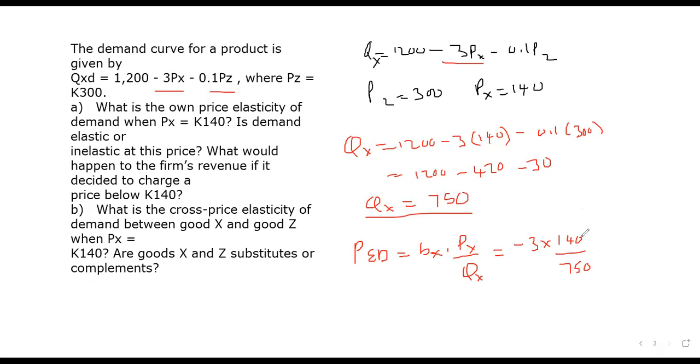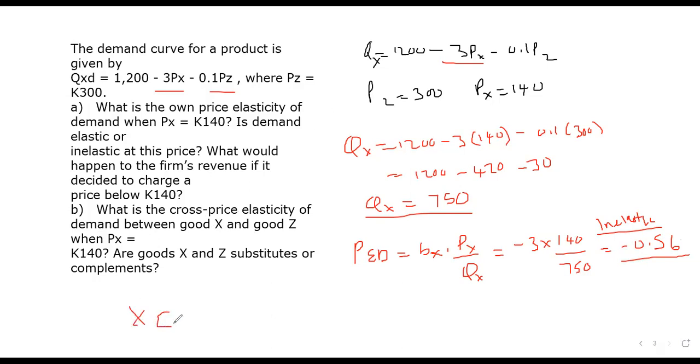So when you apply -3 times 140, we get 420 divided by 750. We're going to get negative what? 0.56. So elasticity of demand is always negative. The negative doesn't make it inelastic, but the 0 point something is what makes it inelastic. If it was positive, it should be elasticity of supply. If it's negative, it's elasticity of demand. So this is negative 0.56. Then what is the cross price elasticity between good X and good Z?